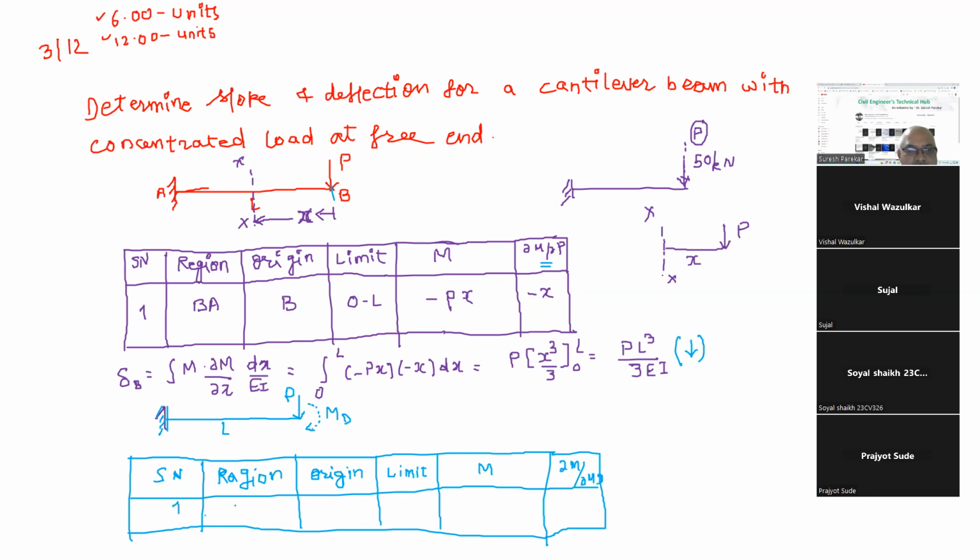Now we have serial number 1, region BA, origin B, limit 0 to L. Sanga, what will be the value of M? What will be the value of M?